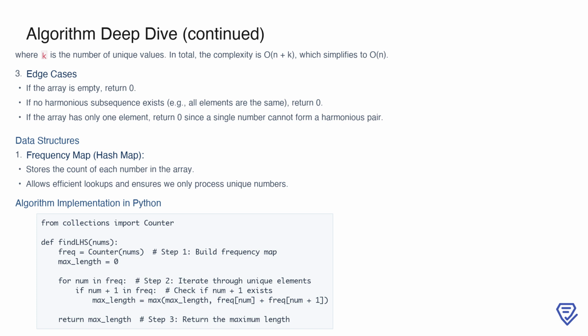Since k is at most n, this simplifies to O(n). The space complexity is also O(n), as we store the frequency map. Let's also address some important edge cases.